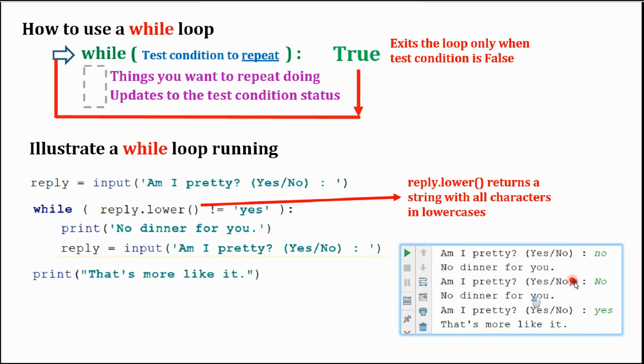For the second time, if they still enter no, you check, they did not enter yes, you execute "No dinner for you" for the second time, and you ask them, "Am I pretty?" for the third time. If they say yes, you check, this condition is no longer true, you exit and you print "That's more like it." That's why you see this output.